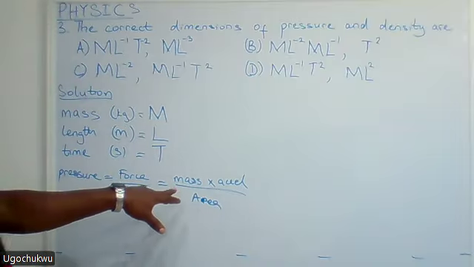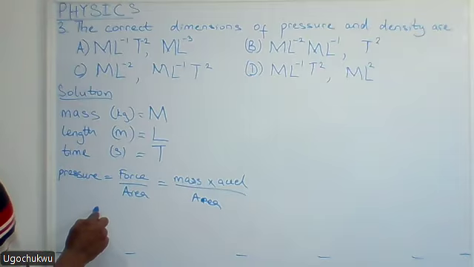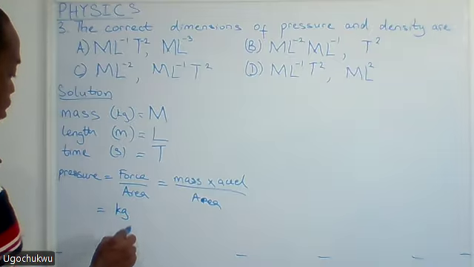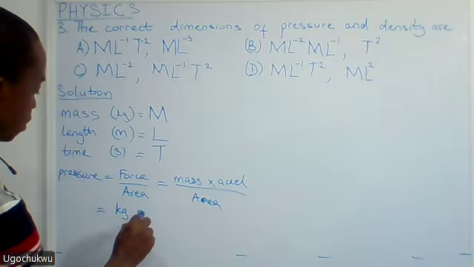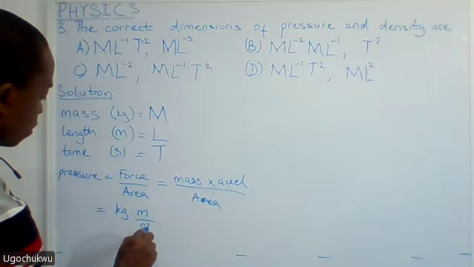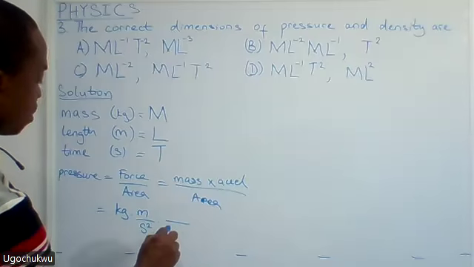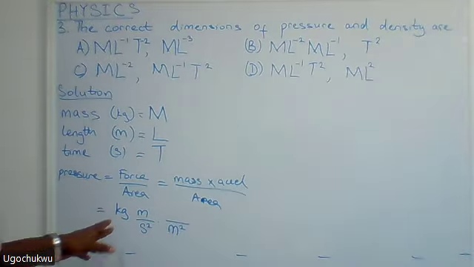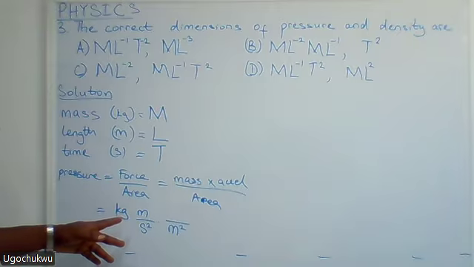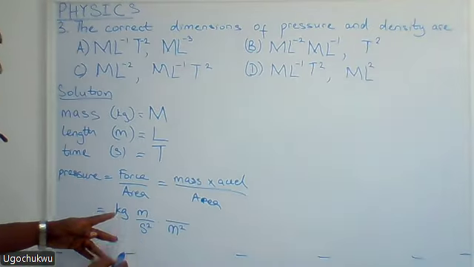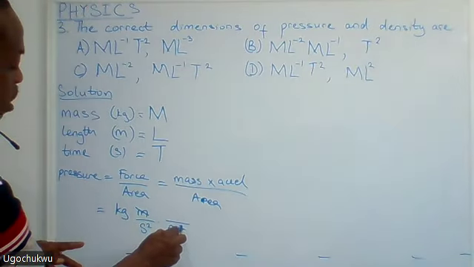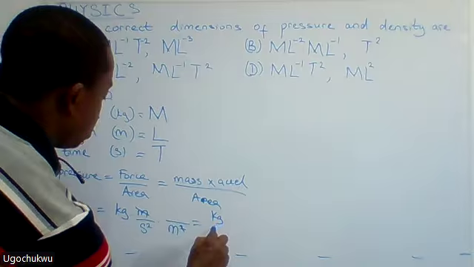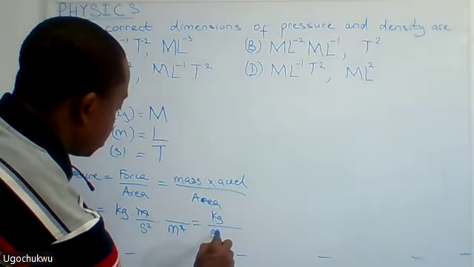So if we represent these quantities in units, force, mass times acceleration, will be kg, mass times acceleration, meters per second squared, divided by area, which is going to be meter squared. So let's evaluate, like we're doing arithmetic. This m here, we can take out one m, so we'll be left with kg all over s squared m.